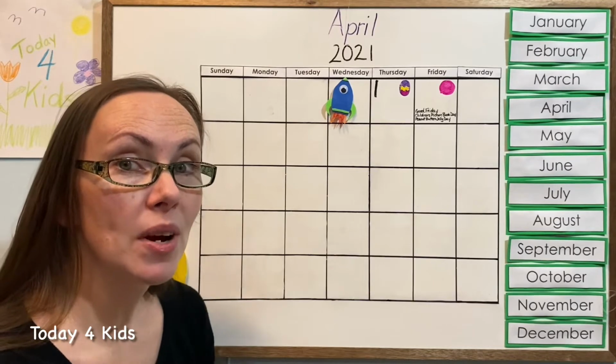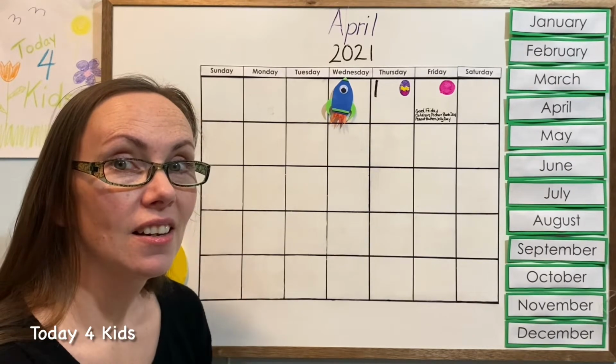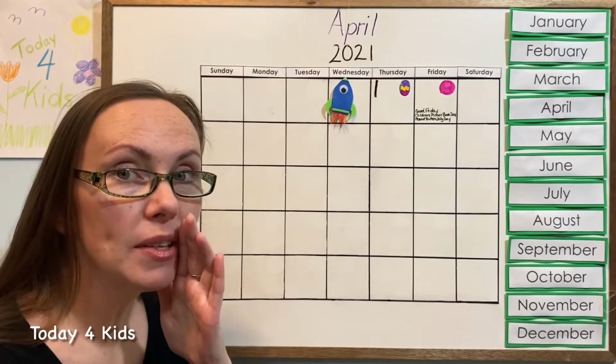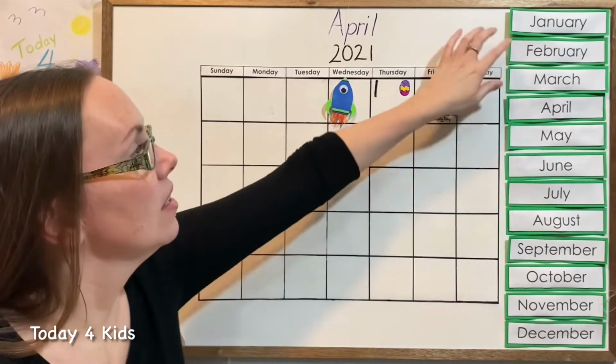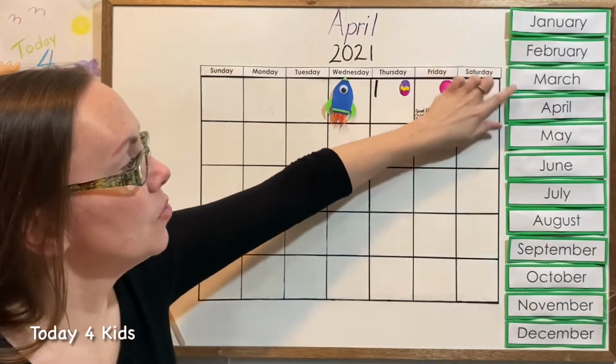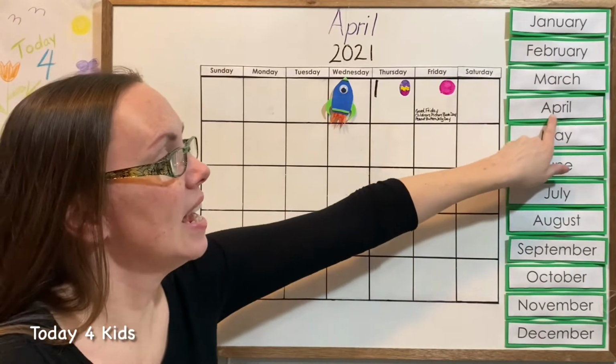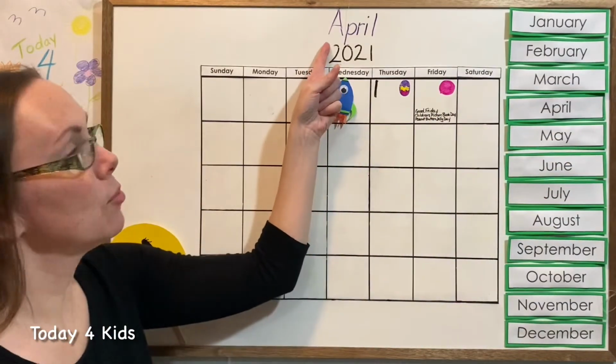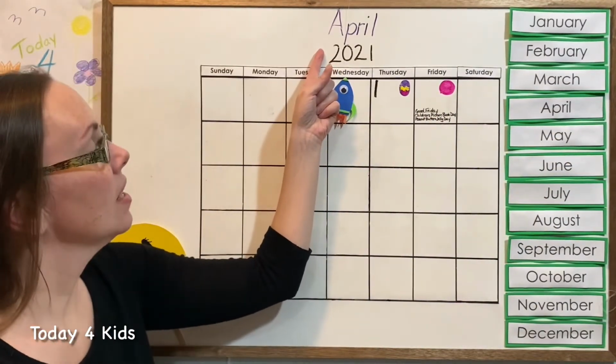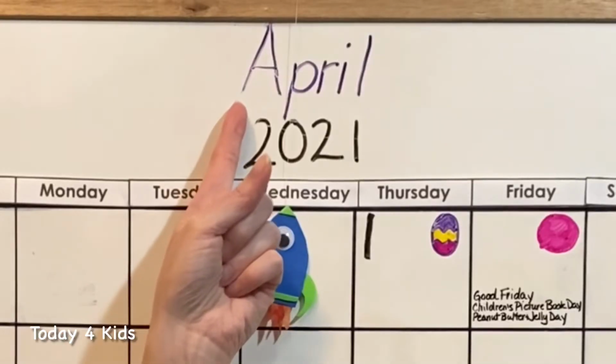Do you remember what month we are in? It's the fourth one from the top. Let's check. 1, 2, 3, 4. And it is April. So we printed April at the top of our calendar. And April begins with the letter A.